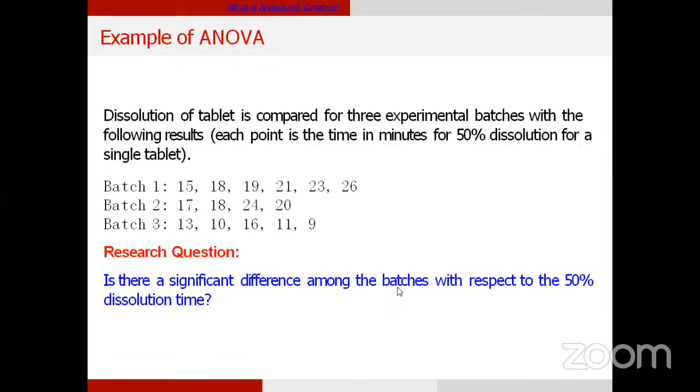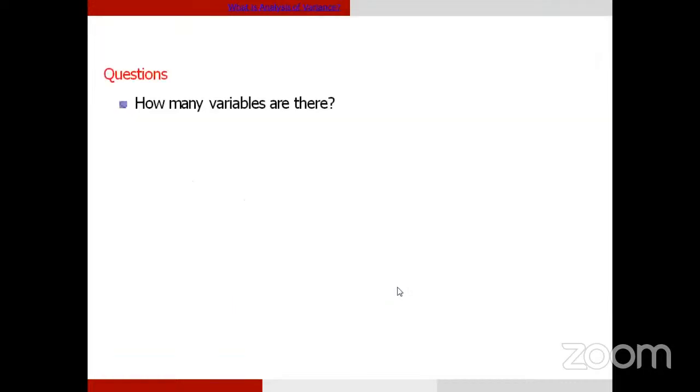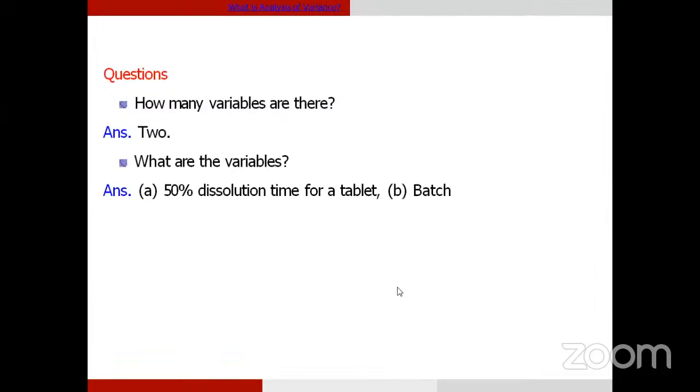Whether there is a difference or not, we are going to check that by using analysis of variance. So how many variables are there? It has two variables. What are the variables? 50% dissolution time for the tablet. The second one is batch. So these are the two variables we have.